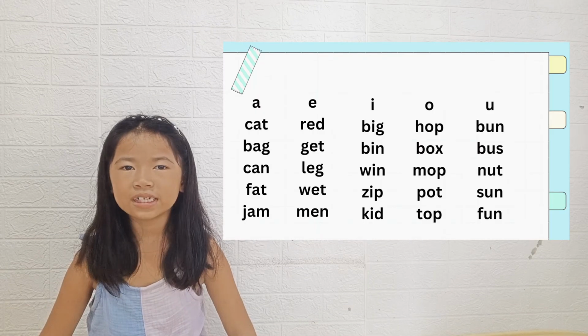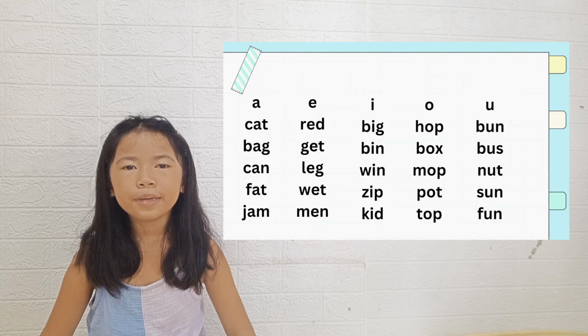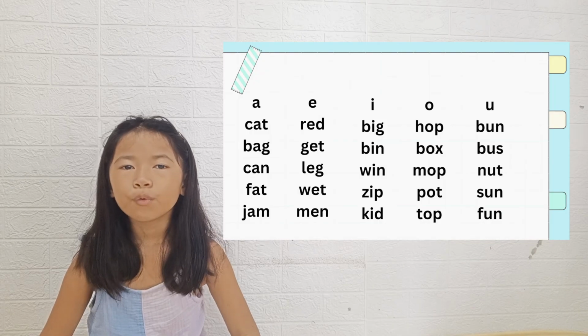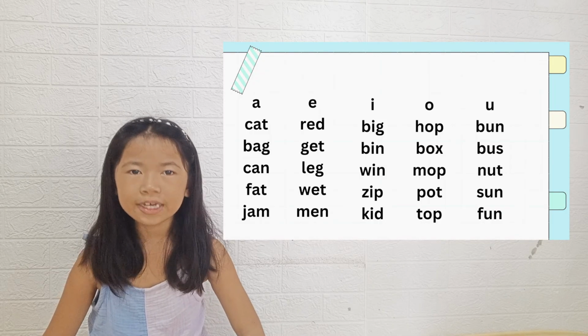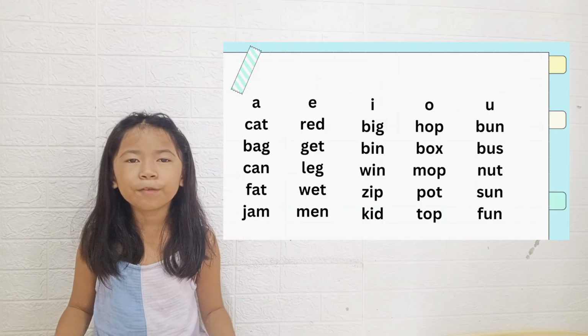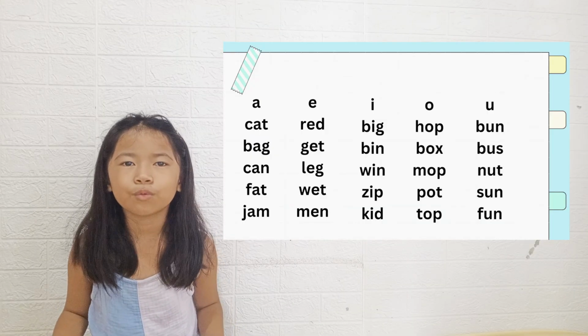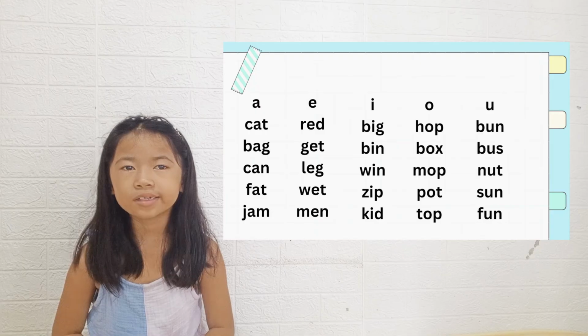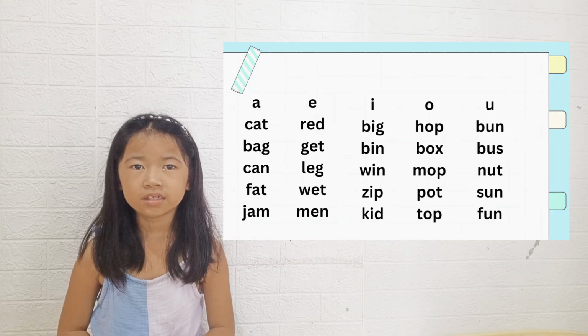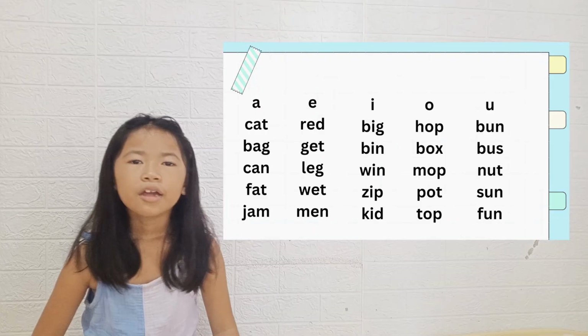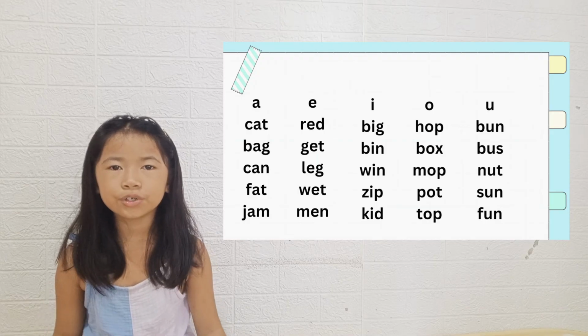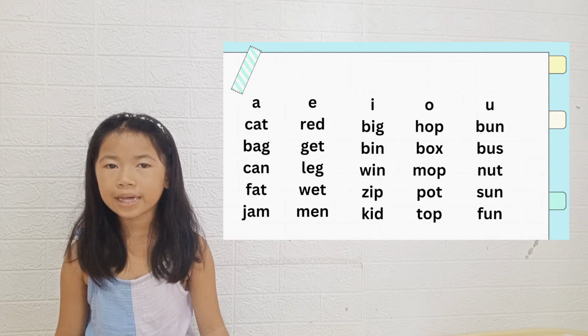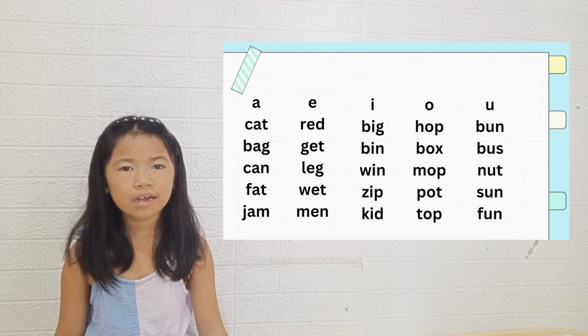Short vowel sounds I. Big, bin, win, zip, kid. Short vowel sounds O. Hop, box, mop, pot, top. Short vowel sounds U. Bun, bus, nut, sun, fun.